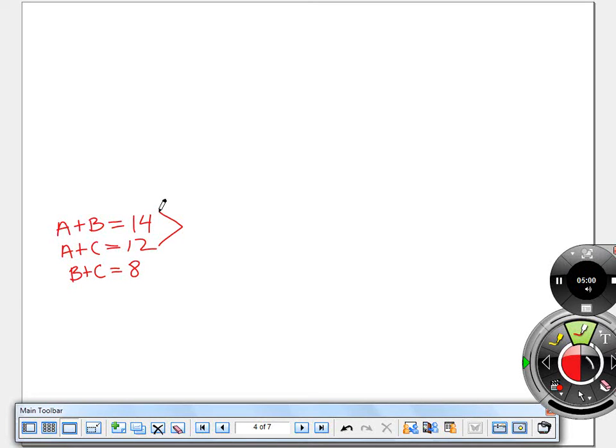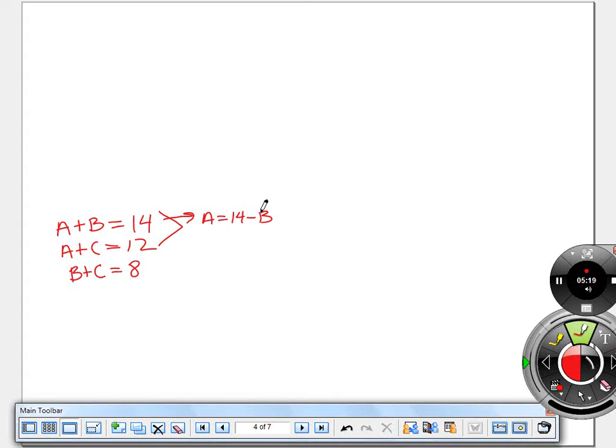Yes, sir? Find one of the variables and substitute it in each equation. So let's say in this first one, I decide that A is equal to 14 minus B. Is that okay with everybody? I just rewrote it in terms of A, kind of like what you did on your summer packet, solve an equation for a certain variable.